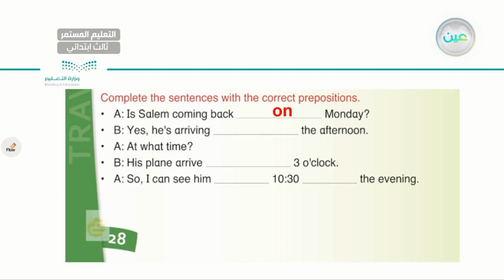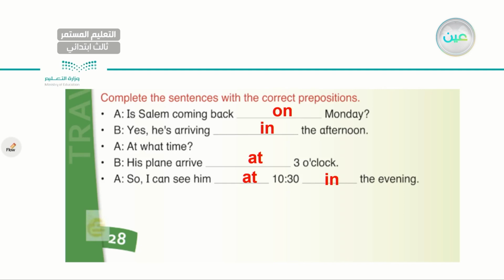Next one, yes, he is arriving the afternoon. Here I have the part of the day, afternoon, in the afternoon. Very good, my dear student. At what time? His plane arrives at 3 o'clock, because I have a time here, at 3 o'clock. So I can see him, now I have 10:30, I can see him at 10:30 in the evening. Very good, my dear student.